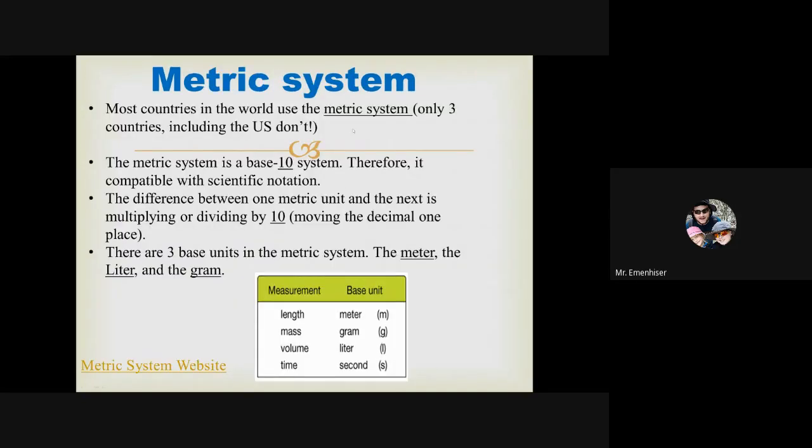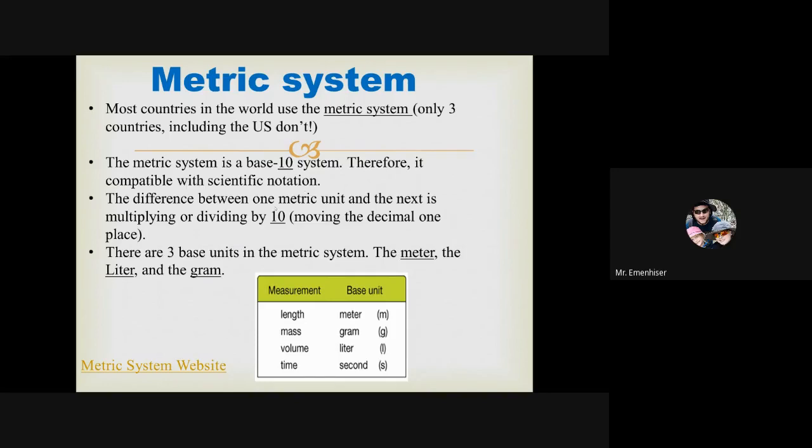Most countries in the world use the metric system. The metric system is a base 10 system, so it's compatible with scientific notation and with the way that we do our numbers. When we move our decimal one place, we are multiplying by 10. So it's all base 10. The difference between one metric unit and the next is multiplying or dividing by 10.